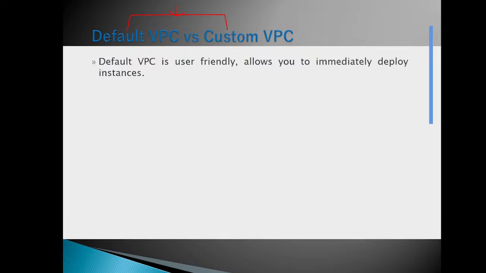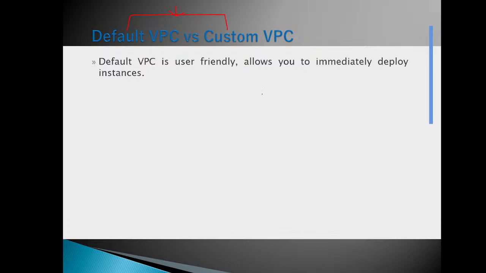What are we using? Default VPC. So Amazon knows that the VPC concept is not simple. To make it more comfortable for you, they have created a default VPC in each region. As I said, VPC is a region specific service. So Amazon created a default VPC for you in each region. Clear?